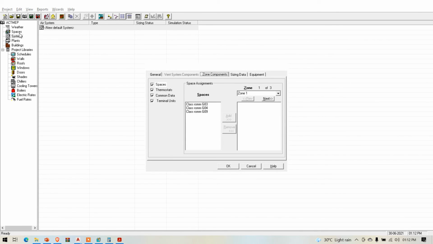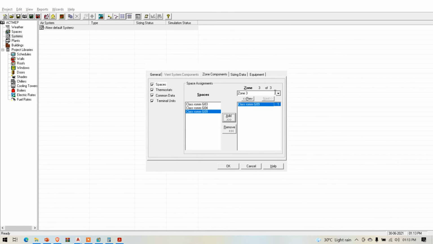Whatever spaces you created in the space column, all the spaces will be displayed over here. Under zone 1, I am going to add the G1 room, because when you are adding from spaces to the zone, automatically the software is going to calculate the load calculation. Next, zone 2, 04 I am adding in zone 2, and for machine 3, that is nothing but zone 3, I am adding the third machine. This is how we have to allocate it.